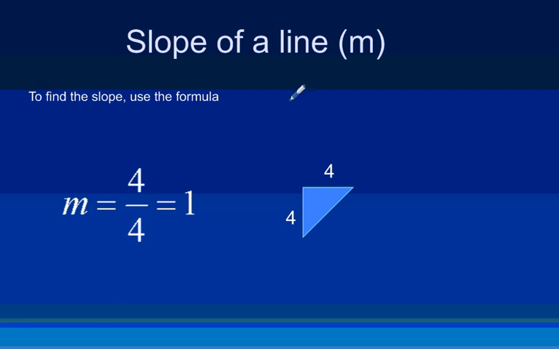Okay, slope of a line. To find the slope, you use this formula. So remember, this is my rise. So that's my 4, this way. Let me change colors. And this is going to be my run. And this is my run. So 4 over 4, or it simplifies to 1.